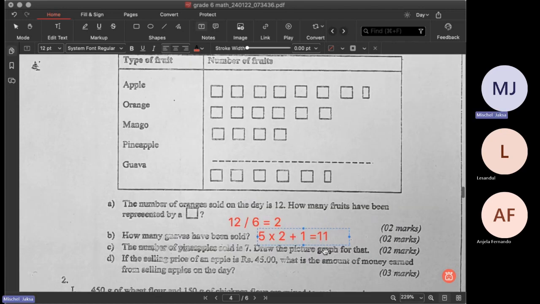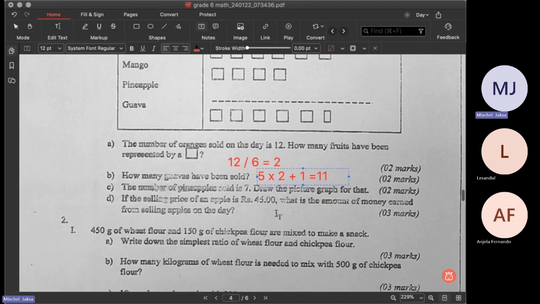Next one, the number of pineapples sold is 7. Draw the picture graph for that. So how many squares should we draw for 7? How many squares? Means 3 boxes and a half. 3 boxes and a half. Well done, Pute.